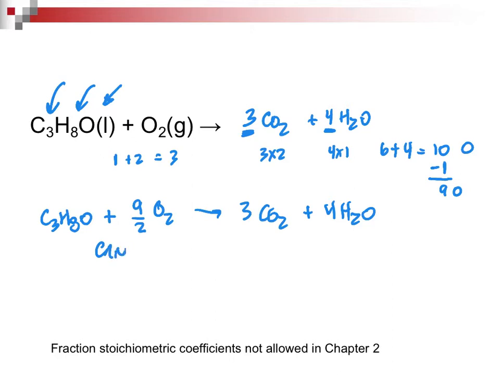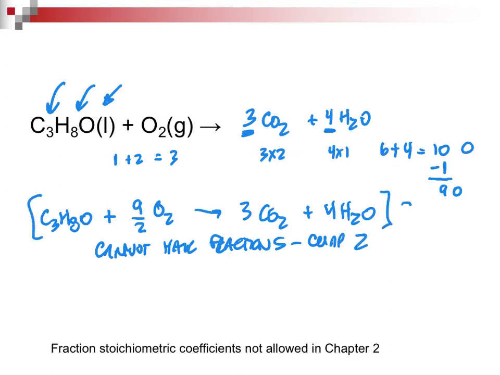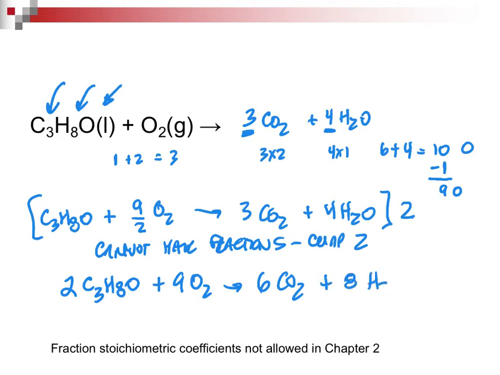We cannot have fractions in chapter 2. We must have whole numbers, okay? And again, I'm saying chapter 2 because things are going to change. So what I'm going to do is multiply this whole reaction by 2, and I'll come up with 2C3H8O plus 9 oxygens going to form 6 CO2s plus 8 H2Os.